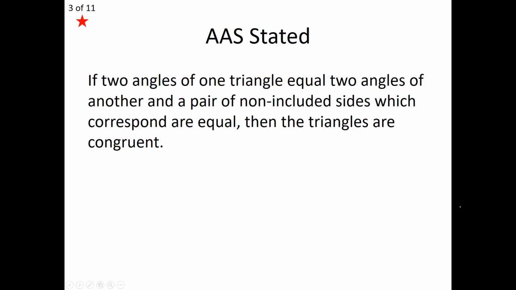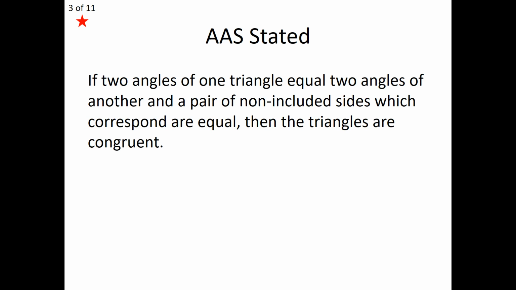Let's start with the angle side. This is the conditional. We'll see the setup of the proof on the next slide, and then we'll follow up with the proof on the next. So if two angles of one triangle equal two angles of another, and a pair of non-included sides which correspond are equal, then the triangles are congruent.